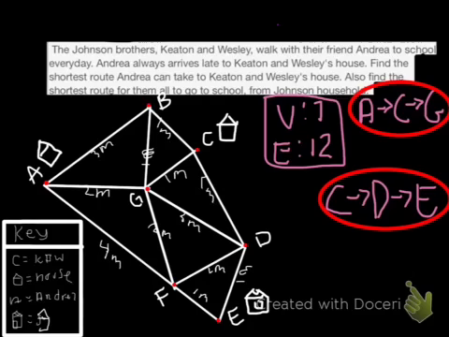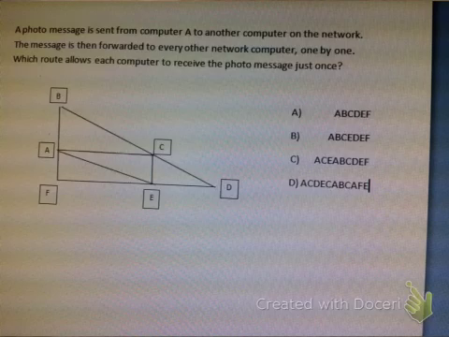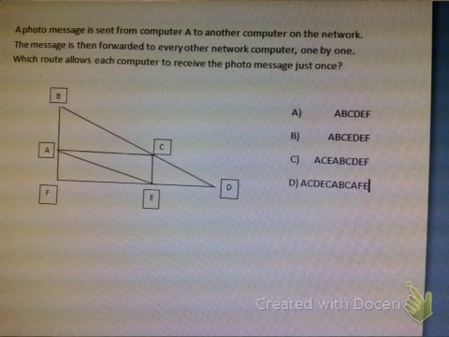A photo message is sent from computer A to another computer on the network. The message is then forwarded to every other network computer one by one. Which route allows each computer to receive the photo message just once? Now, in this type of question, you would have to find the total possible ways to connect the computers, but in this specific question, we are given the answers, so all we have to do is guess and check.